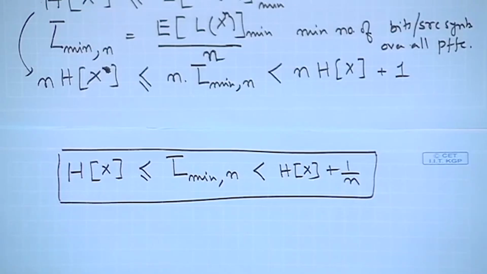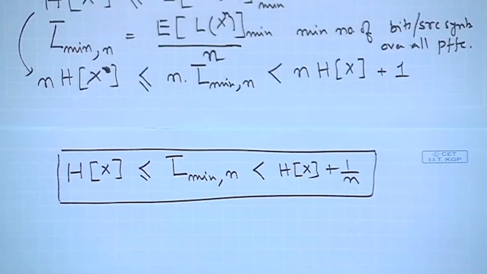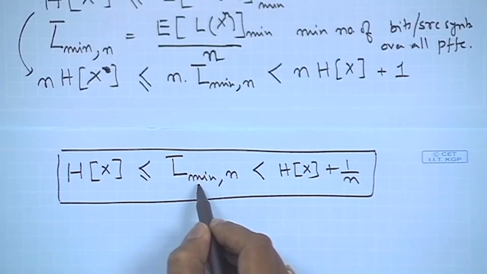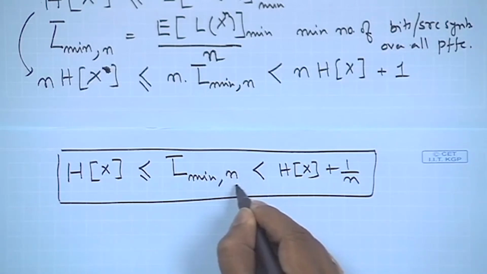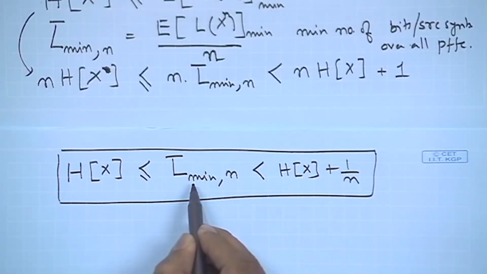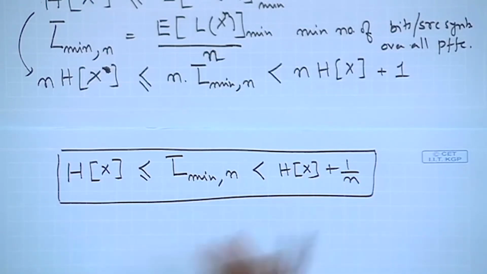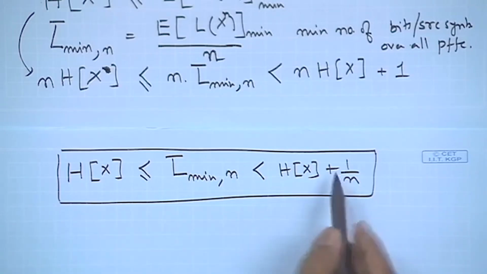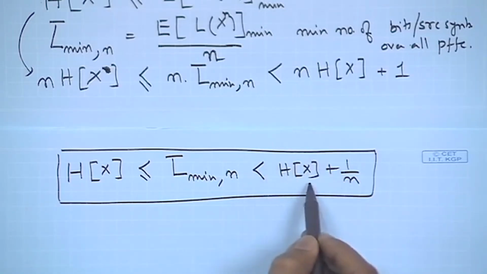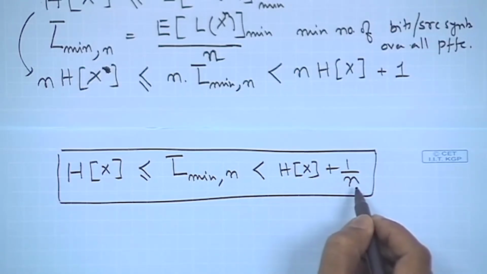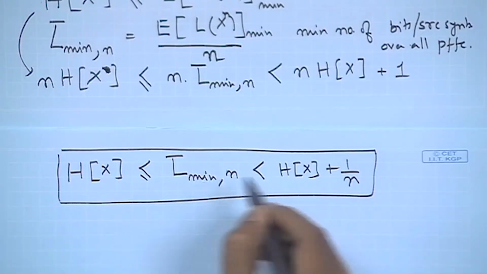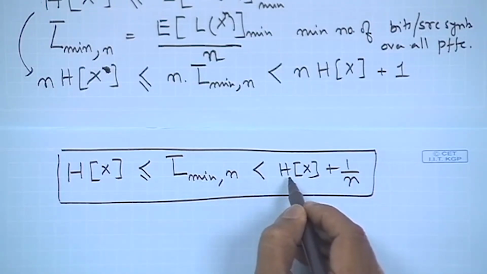By choosing appropriate lengths, if you group n tuples, that means instead of taking one symbol at a time you take n symbols, you can make the minimum code word length per original source symbol as close as possible to H(X), which is the entropy, the lower limit, as desired, by taking n very, very large. As n tends to infinity, this number becomes very close to H(X).